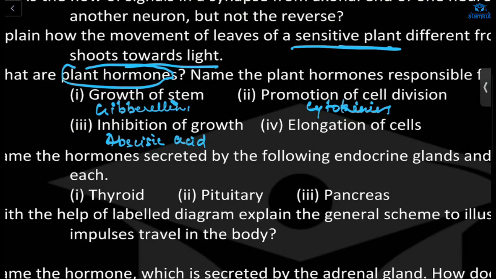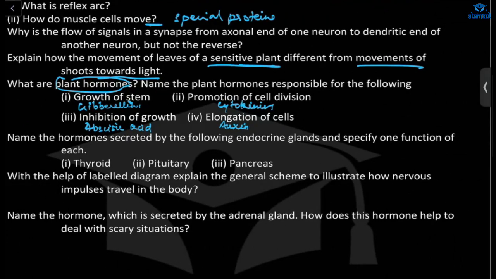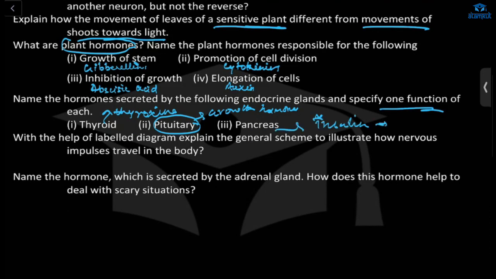Elongation of cell, auxin. Name the hormone secreted by the following endocrine gland and specify one function of each. Thyroid, what is the hormone? Thyroxine. Its function is to regulate the metabolism of carbohydrate, fats and protein. Then pituitary, growth hormone. It regulates growth and development of bones and muscles. Pancreas, insulin. It regulates the blood glucose level. It lowers the blood glucose level.